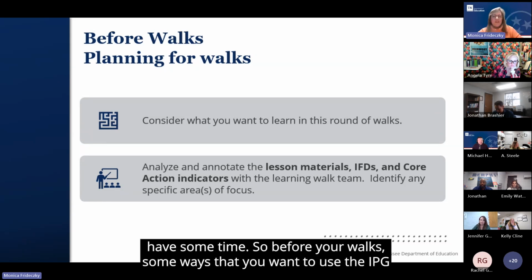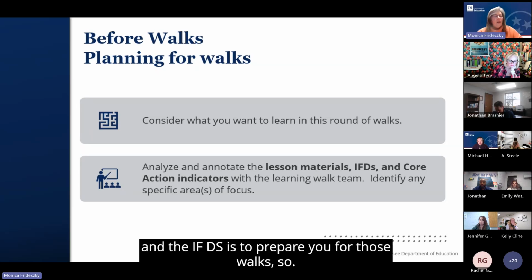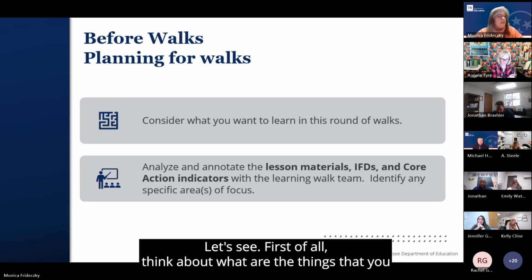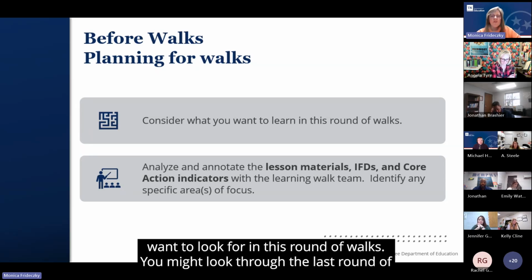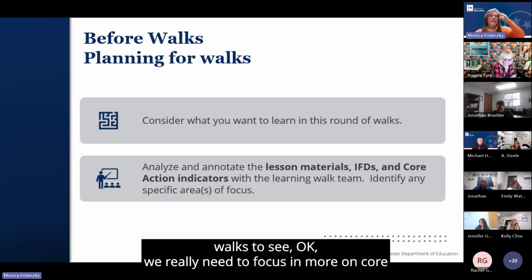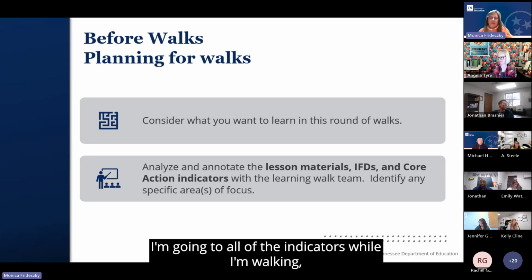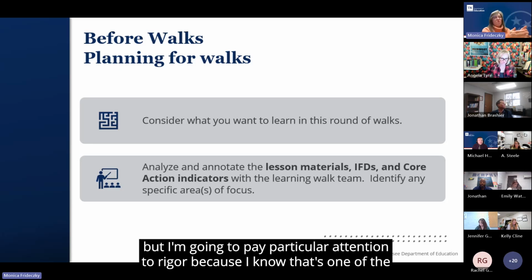So before your walks, some ways that you want to use the IPG and the IFDs is to prepare you for those walks. First of all, think about what are the things that you want to look for in this round of walks. You might look through the last round of walks to see, okay, we really need to focus in more on core action 1C, rigor. I'm going to get all of the indicators while I'm walking, but I'm going to pay particular attention to rigor because I know that's one of the things my teachers have been working on.